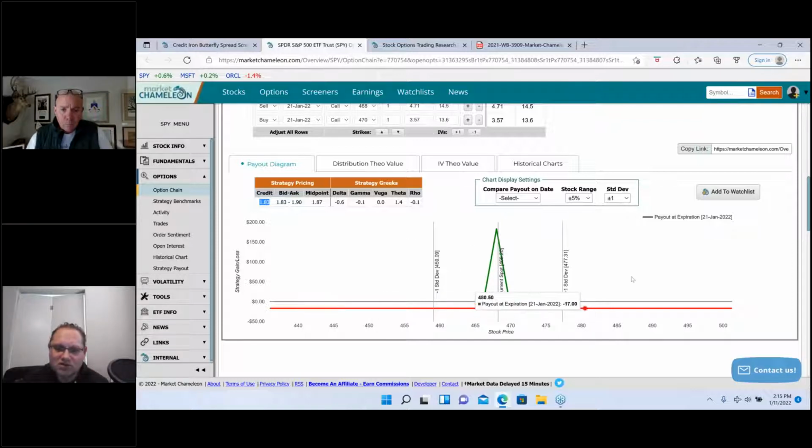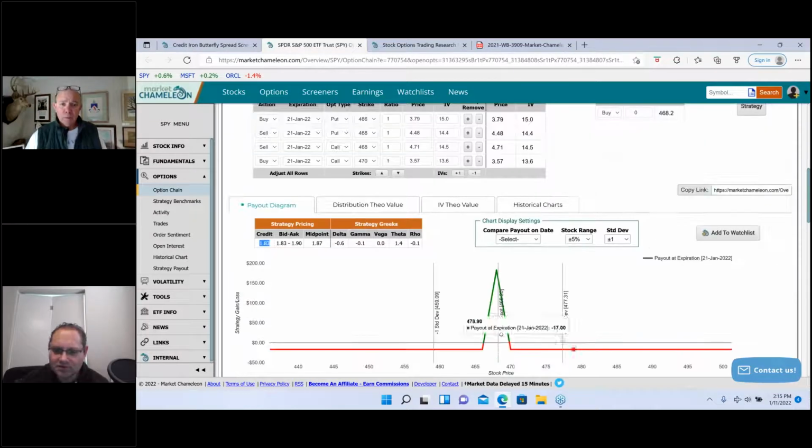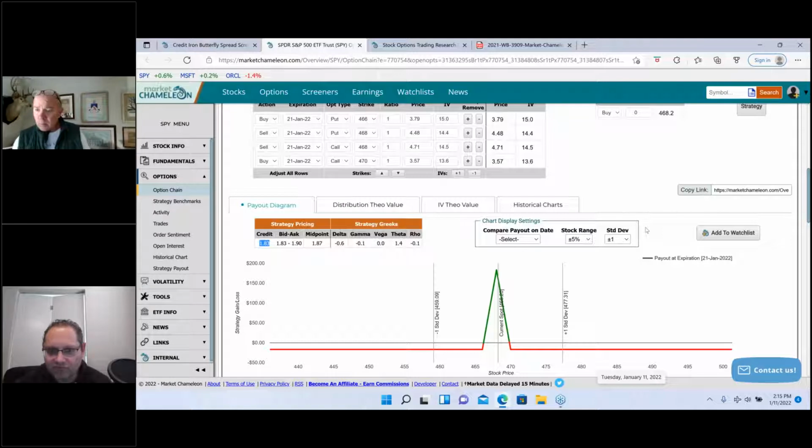And historically, how often would this have resulted in a profit, right? If we did this type of spread in SPY, how frequently did that result in a profit, and what was the average value of it? And the other thing is we want to take a look at it from the implied volatility standpoint.